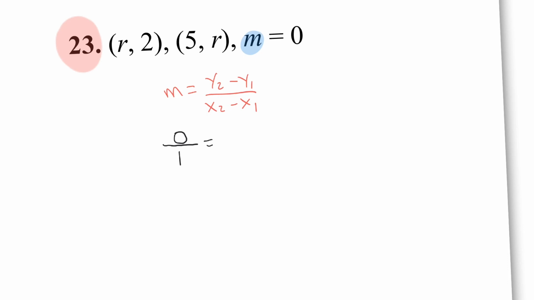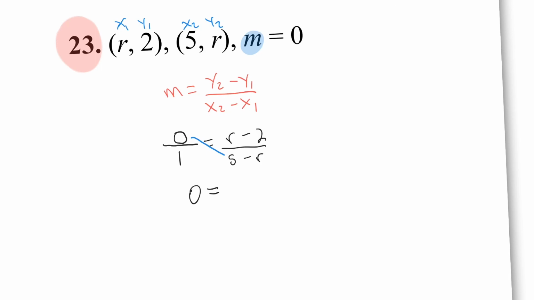And I'm going to label my points again. x1, y1 over here. You have x2 and y2. So I'm going to have r minus 2 over 5 minus r. Now, when you multiply this and you use cross multiplication, look what happens. 0 times 5 minus r. When you multiply 0 times any number, that is 0.